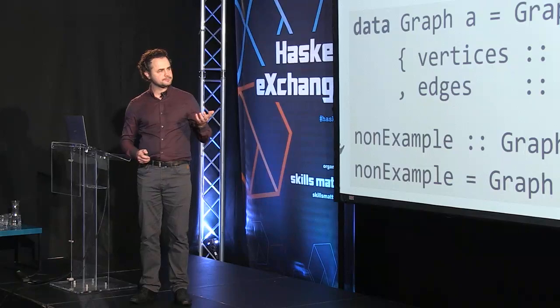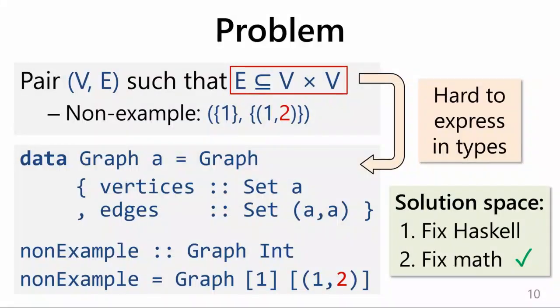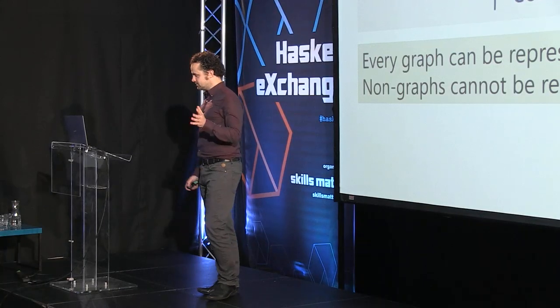So instead of fixing Haskell in the sense of extending Haskell, making it easy to represent such side conditions by, for example, introducing dependent types, I would like to propose a different way of looking at graphs, which sidesteps this issue completely, which removes this inherent partiality from our representation. And this is this solution, right?